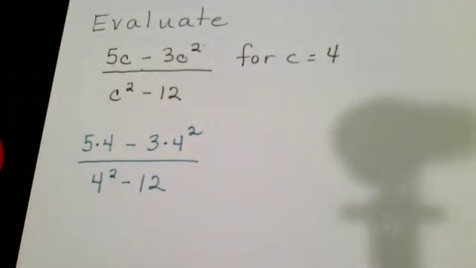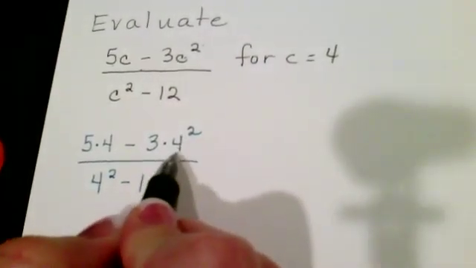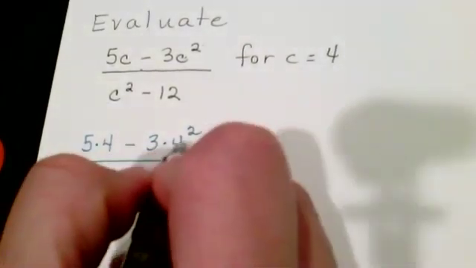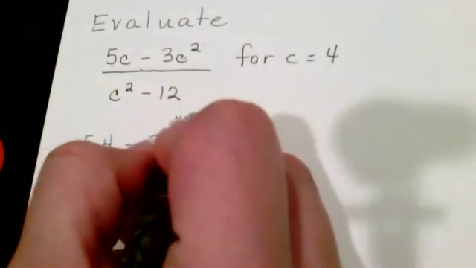And now we follow the order of operations. The order of operations tells us to do parentheses first. I don't see any parentheses, so I'm going to go ahead to the next step, which is to do exponents. I see these 4 to the seconds. Now remember, that means to write the 4 twice and multiply.